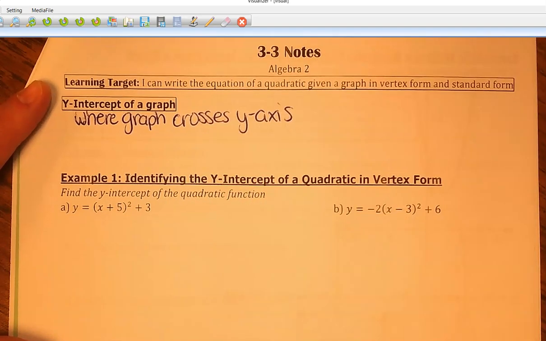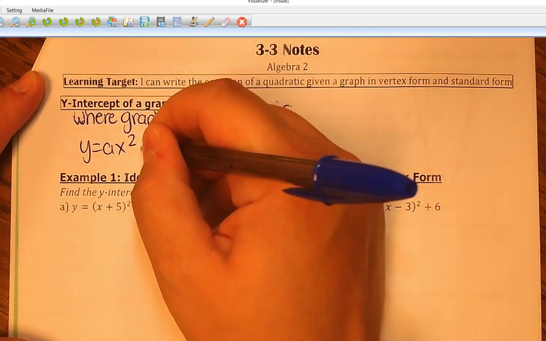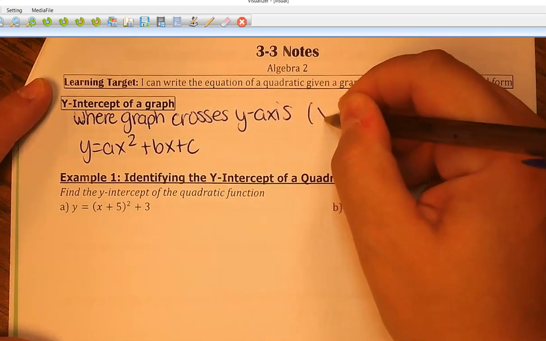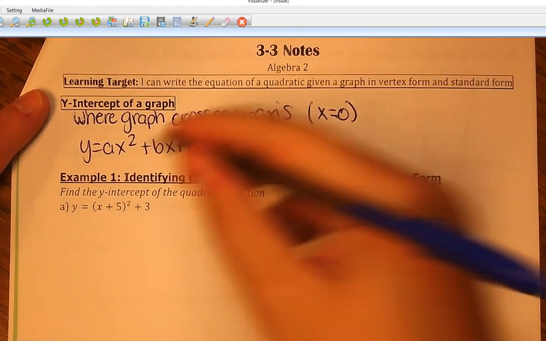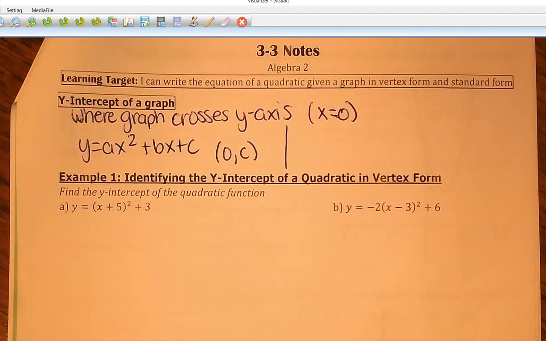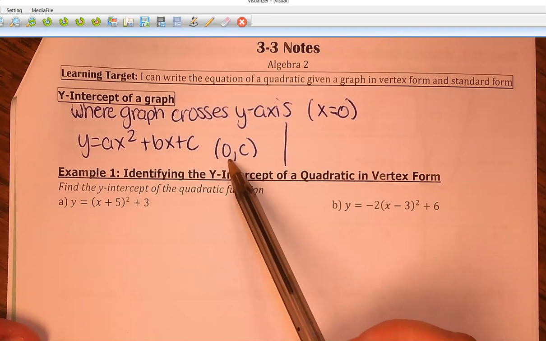And if you'll remember, if you have standard form, what you want to do in either case is plug in 0 for x, because if you're crossing the y-axis, the x value has to be 0. In the case of standard form, ax squared plus bx plus c, it's always the point (0, c), because when you plug in 0, it wipes out the first two terms.